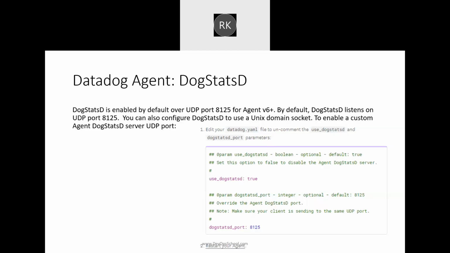So here, this particular port number is not enabled by default. You have to enable it. By default, it's disabled. And the file is datadog.yaml, which I'll show you in some time.